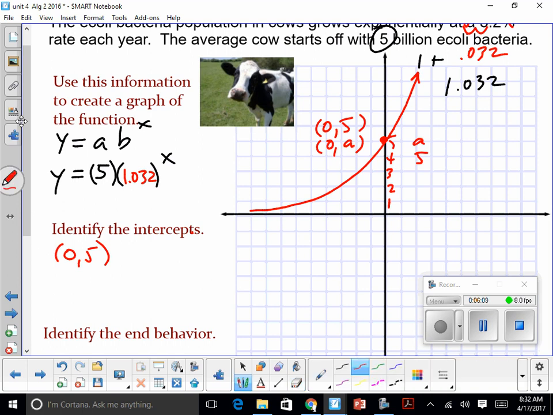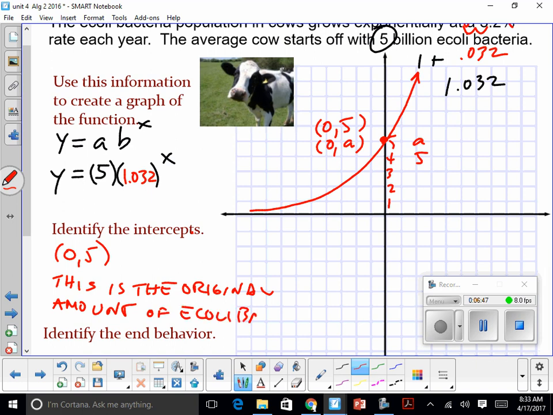So this 0, comma 5 represents the original amount. I'll put y-intercept. This is the original amount. Original amount of what? Original amount in this case of E. coli bacteria. This part is new and important. So if you don't have that written down, write that down.